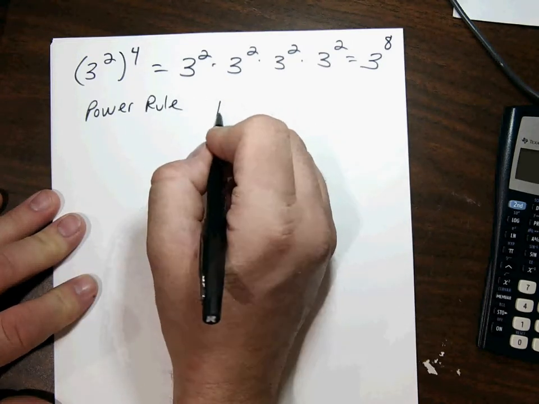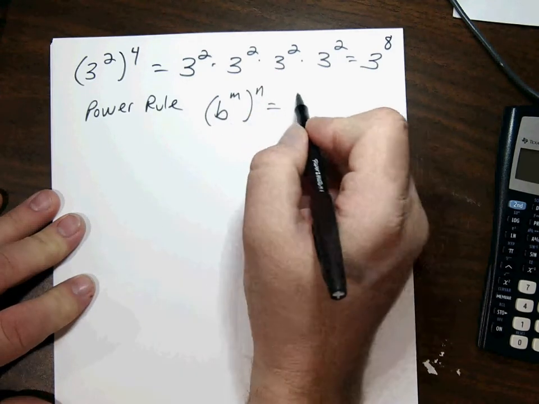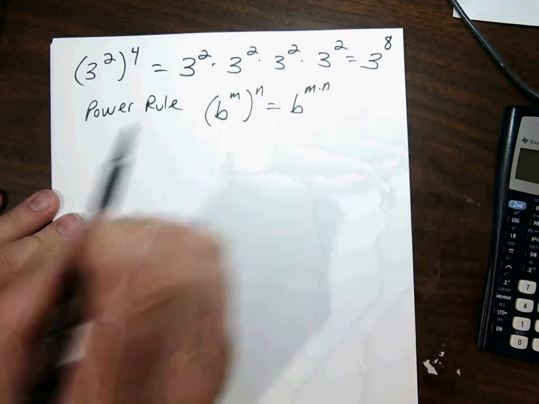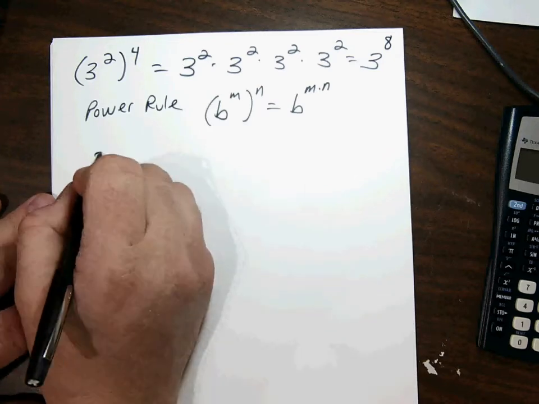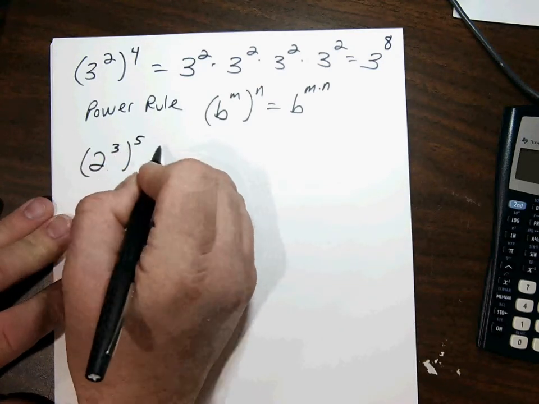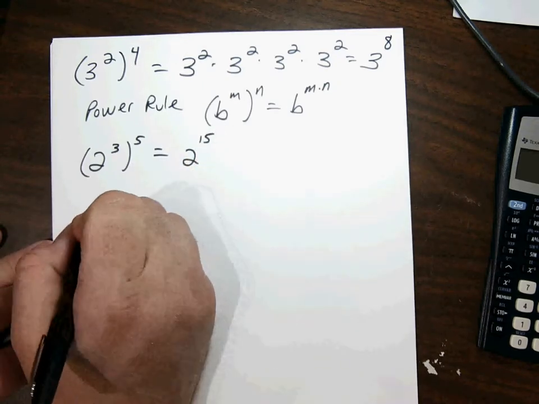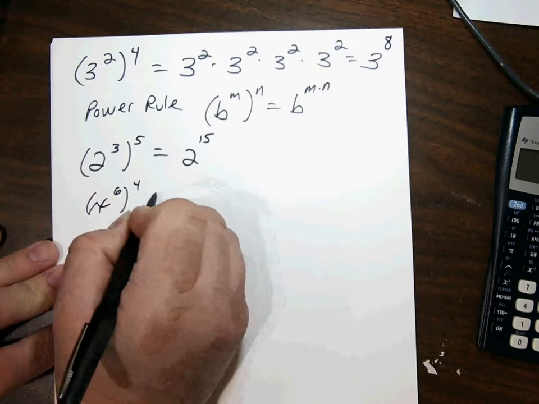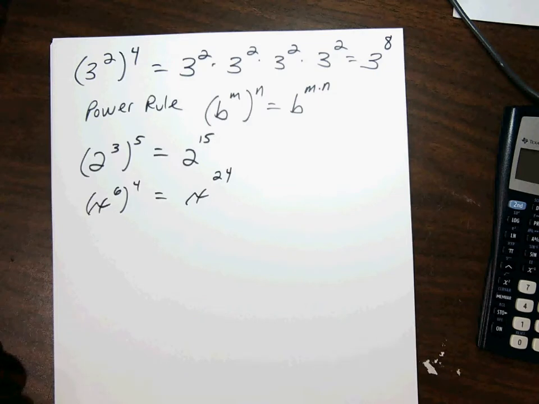If I have some b to the power of m, and then I raise it again to the power of n. Same b, same base, but this time I'm going to multiply those powers together. Okay, let's practice that. 2 cubed and then raised to the power of 5, same 2 to the 15th. X to the 6th, and then I raise that to the 4th, x to the 24th. Okay? Just that simple. Okay? Power rule. Exponent raised to another exponent, I multiply the exponents together.